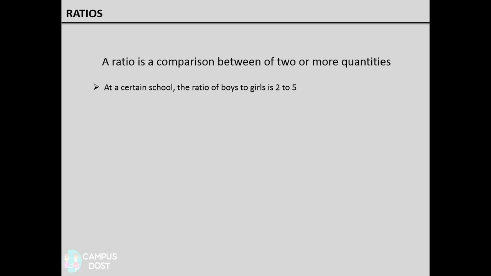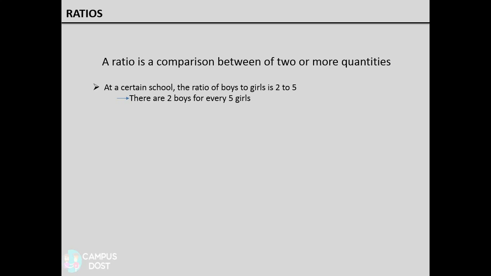Now, it's important to know that the 2 to 5 ratio here does not imply that there are exactly 2 boys and exactly 5 girls at the school. Ratios tell us nothing about actual quantities, they only tell us about proportions. So here, the 2 to 5 ratio means at the school there are 2 boys for every 5 girls.